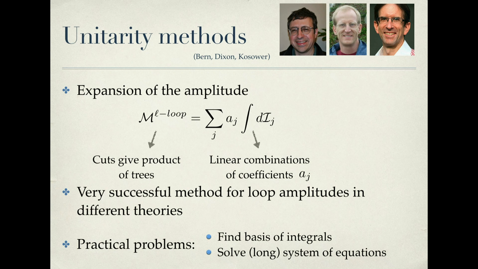So on the right-hand side, I would have linear combinations of coefficients. If I impose the cut, it will just eat up the integral. It just gives, maybe in the end, some function of external kinematics, but no loop momentum left. And on the left-hand side, I get a product of tree-level amplitudes. So this is a system of equations I get. I know all tree-level amplitudes using different methods, and I get a linear system for these coefficients. I solve it, and from that, I get the loop amplitude.